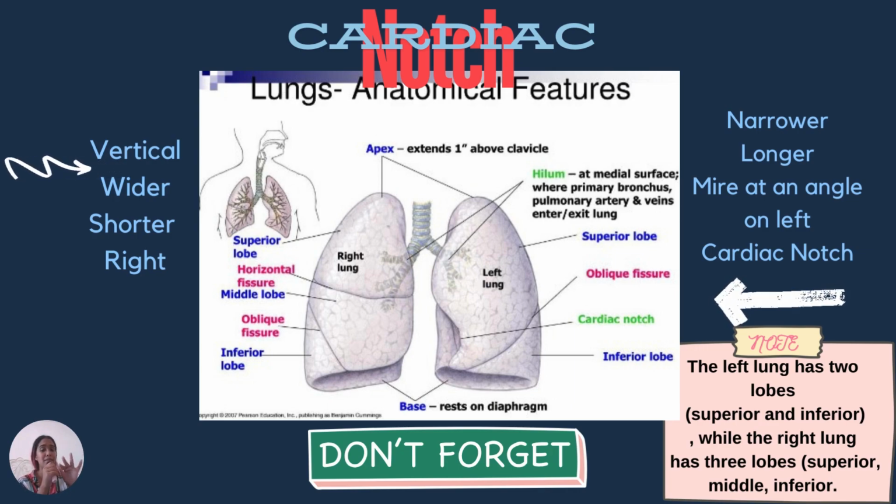So why does the left side have only 2 lobes and the right side has 3? Because the cardiac notch is on the left lung, so there are more lobes on the right because you have the heart. So don't forget about that.